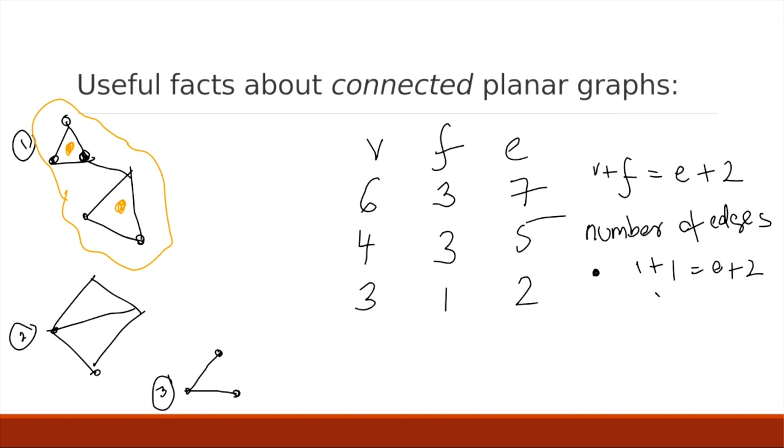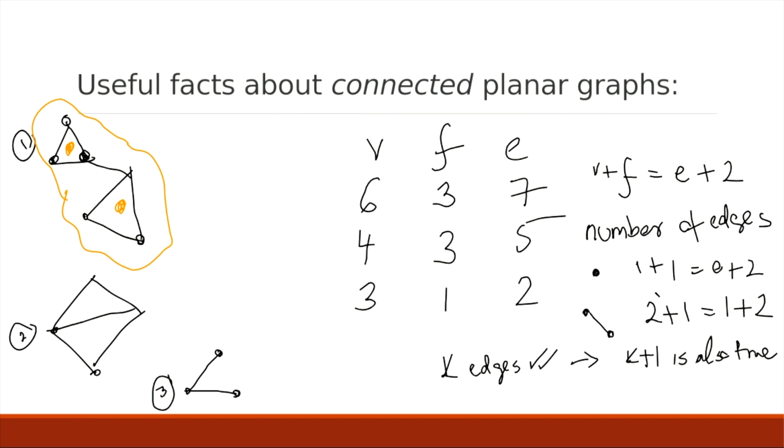Now, if you have a graph with 1 edge, this is the only option with 1 edge. And here we have 2 vertices, 1 face, equal to 1 edge plus 2. So it's true for 0 edges, it's true for 1 edge. What we want to show is it's true for every number of edges. And with induction, basically what we are saying is that if it's true for k edges, if for k edges it's always true, then k plus 1 is also true. So we are supposing it is true for k edges and proving it for k plus 1.